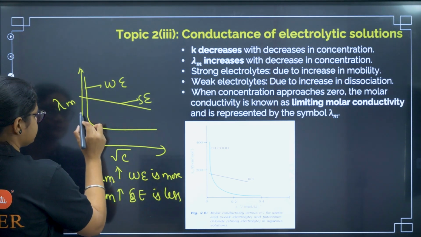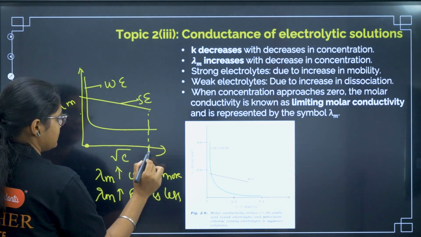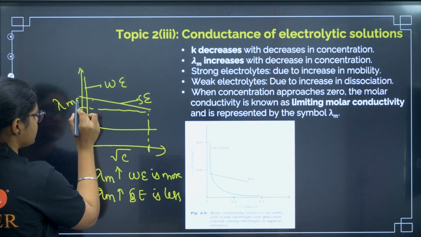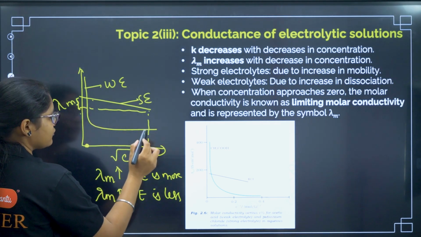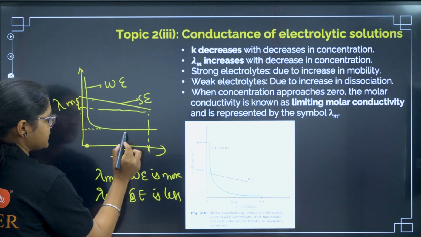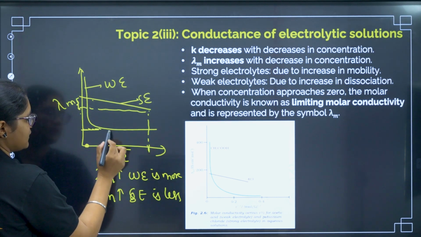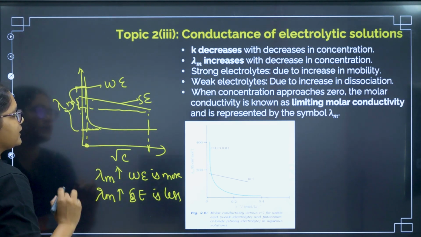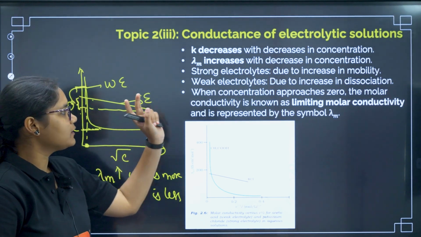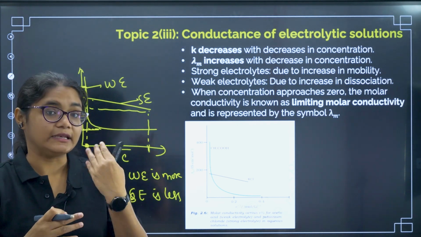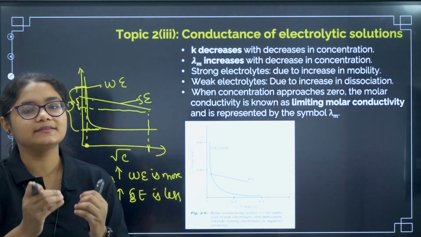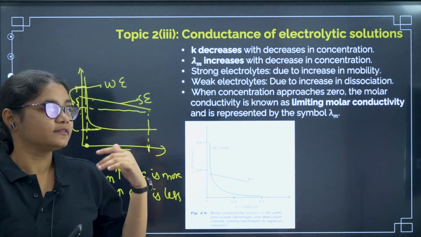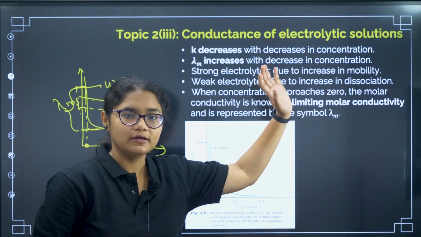See here, suppose this was the concentration and now the concentration is decreased here. So what is the increase? You see, this much is the increase for strong electrolyte. But if you compare a weak electrolyte, at this concentration the molar conductivity was this, but when we have come to this concentration, the molar conductivity is somewhere here. So the increase here is more. That tells us that for weak electrolytes, the increase in molar conductivity is more as compared to strong electrolytes, but both increase.